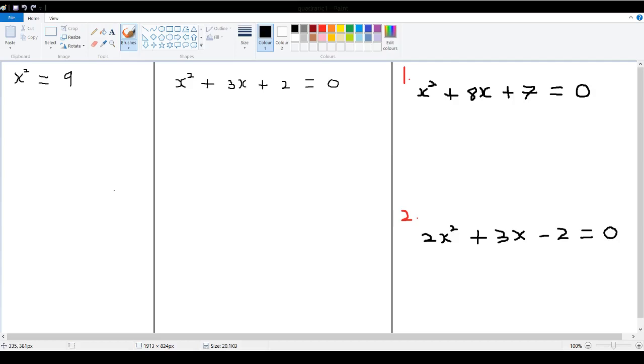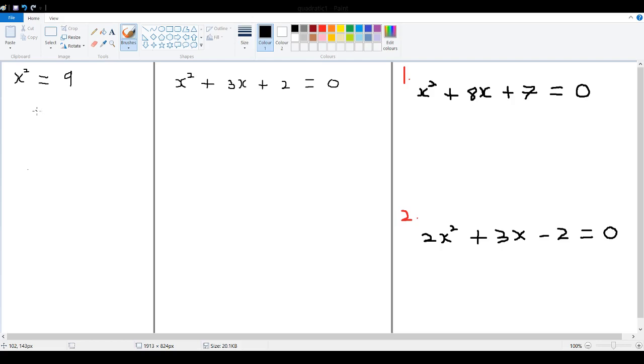So to begin with, what is a quadratic equation? Well, I have several examples on the screen here, starting in the top left. So we have x squared is equal to 9. And you notice that the highest power, that is the number above the x, is 2. And that's what makes it a quadratic equation. You want the highest number above the x, the power, to be 2.